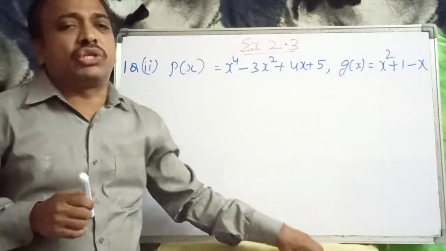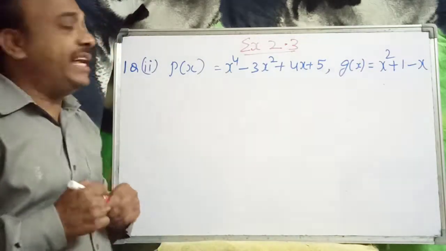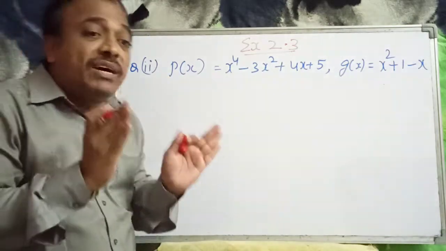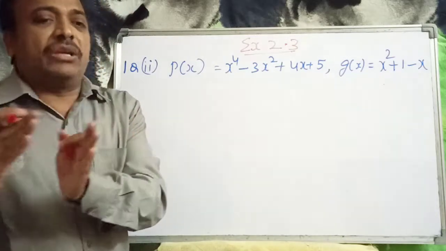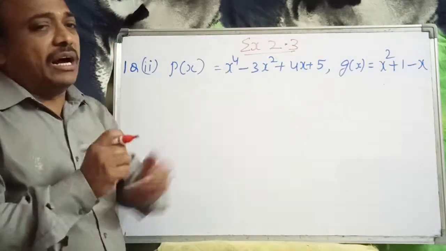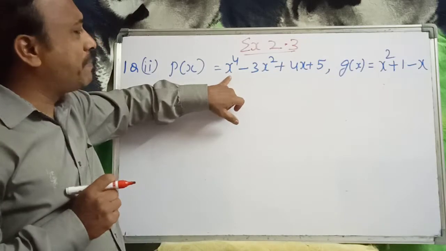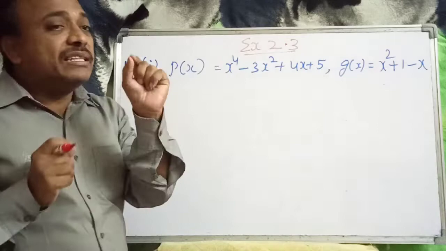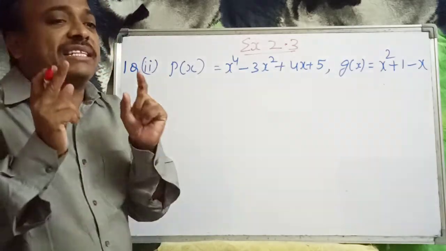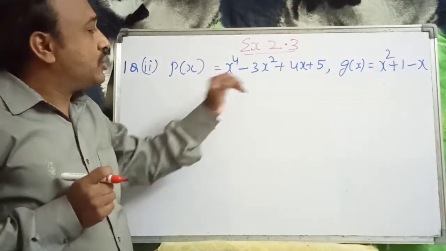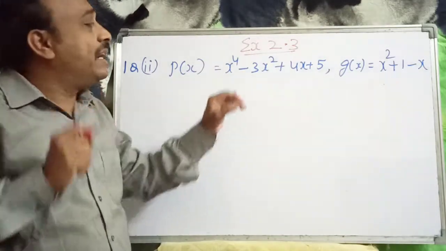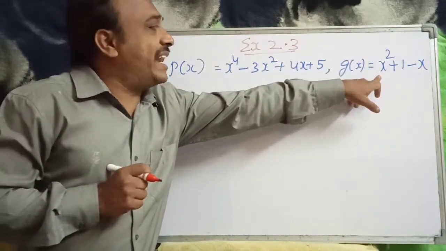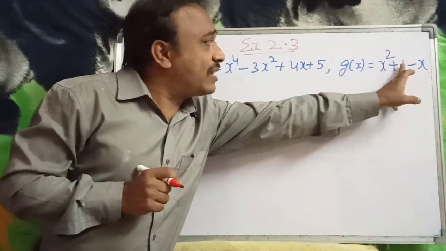Whenever you start a division, first you have to see whether the powers of the variables are in a particular order. Here x power 4 is there, next x square is there. In between x power 4 and x square, one term is missing, that is x cube. So identify the missing term. Then x square, then x, then the constant, which is 5.